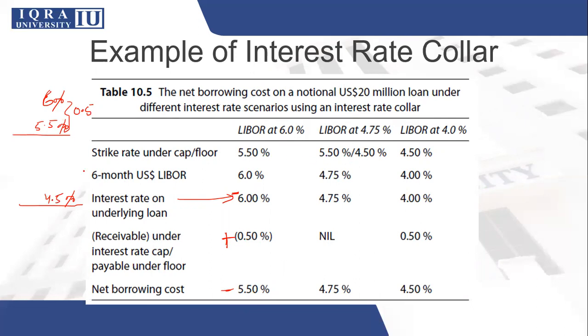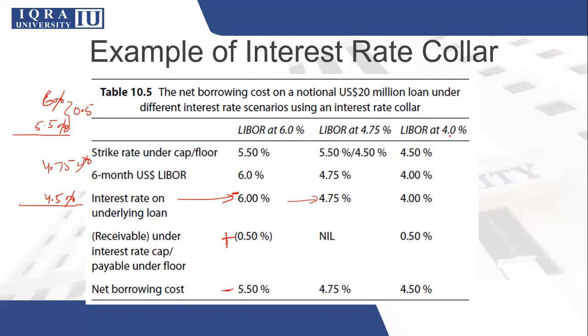Now, what happens if the LIBOR is at 4.75%? It is in between the cap and the floor. If that is the case, then nothing will happen. Neither the cap nor the floor will be activated because there is no need for it. You will simply pay 4.75% on the interest rate loan that you have taken out.